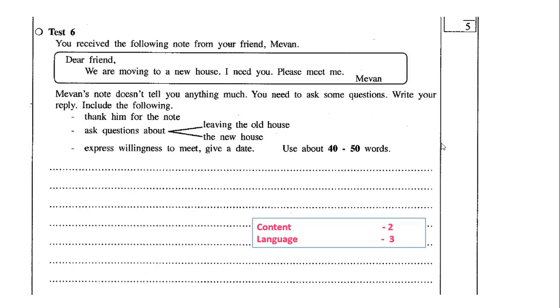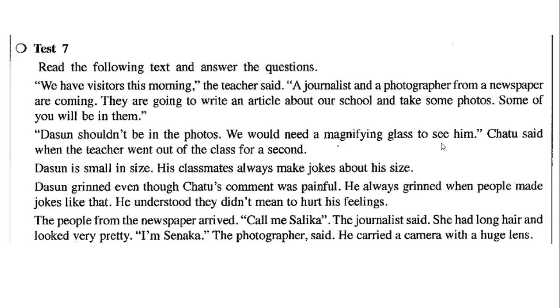For this part, we get 5 marks. For content, 2 marks, and for language, 3 marks. You have to write correct sentences with correct grammar, good vocabulary, and fewer mistakes. Therefore, you can get 3 marks for the language. And if you have written the note in the correct format, and if you have added all these points in it, you will get 2 marks for the content. Altogether, 5 marks.